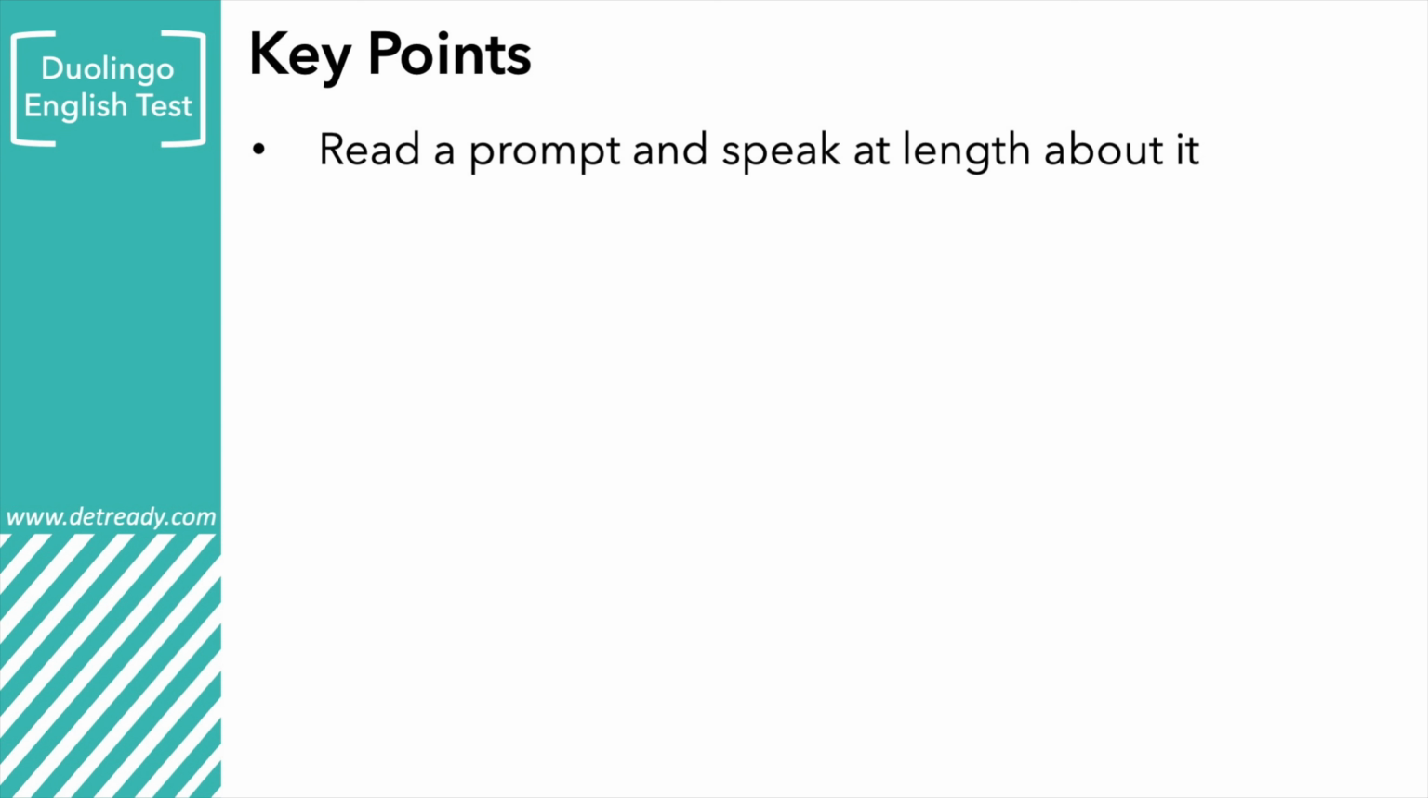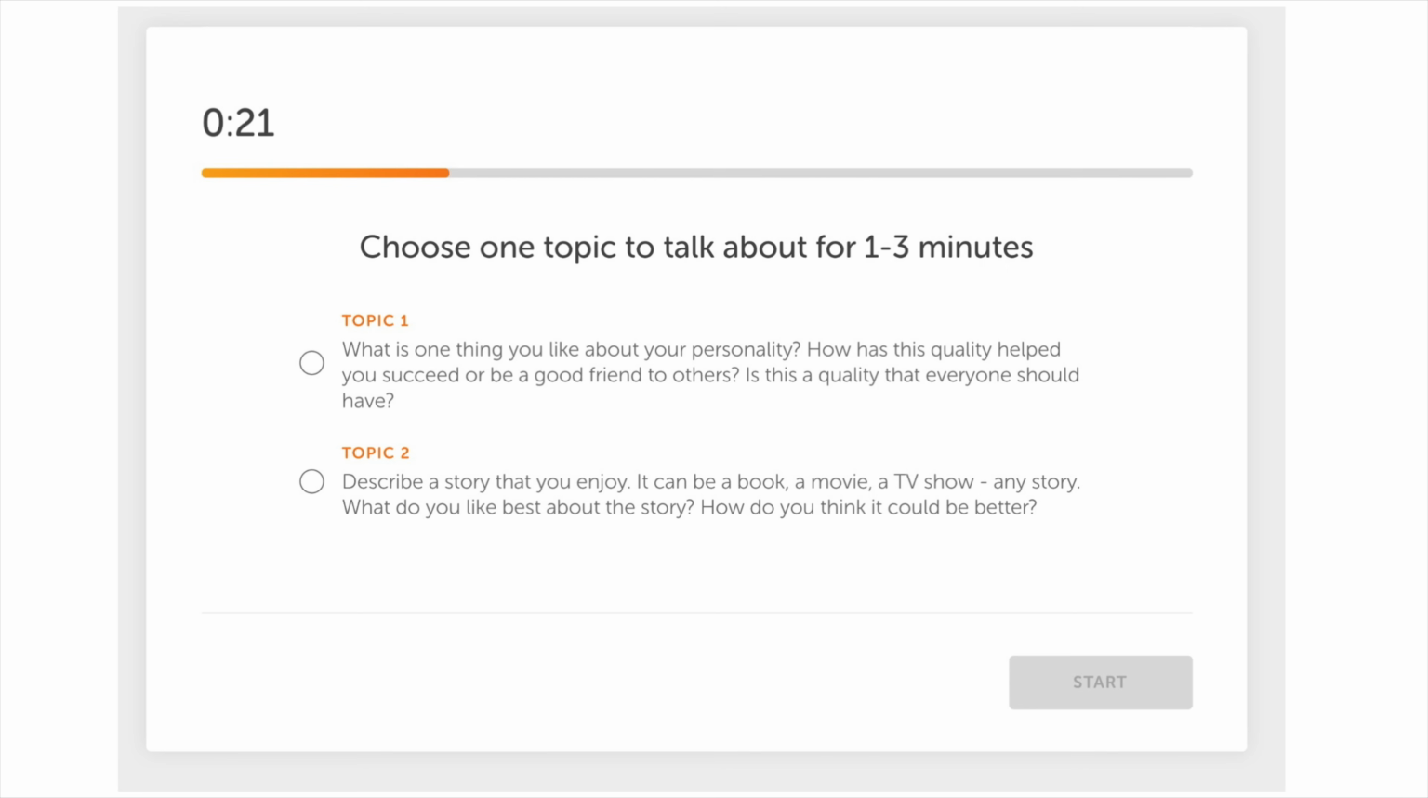Alright then, well let's get started with the key points of this interview question on the Duolingo test. So the key points. You have to read a prompt and then speak at length about it. Now, how this differs from the other speaking question is that you actually get to choose. You will be given two options, so two prompts, and you get to choose one. When you take the test, it looks like this.